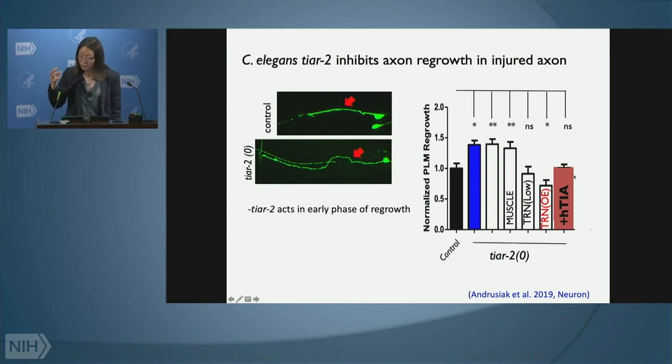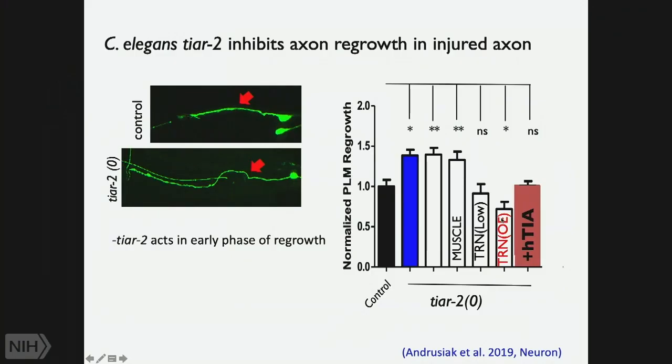Additionally, he can place the human TIA into C. elegans neurons, the TIAR-2 null mutants, which also fully rescue the TIA null mutant phenotype. And as you see here, when he increased the expression level of TIAR-2, he starts seeing an inhibition effect, that is, there's a reduced axon regrowth. So TIAR protein behaves as a dosage-dependent factor influencing axon regrowth.